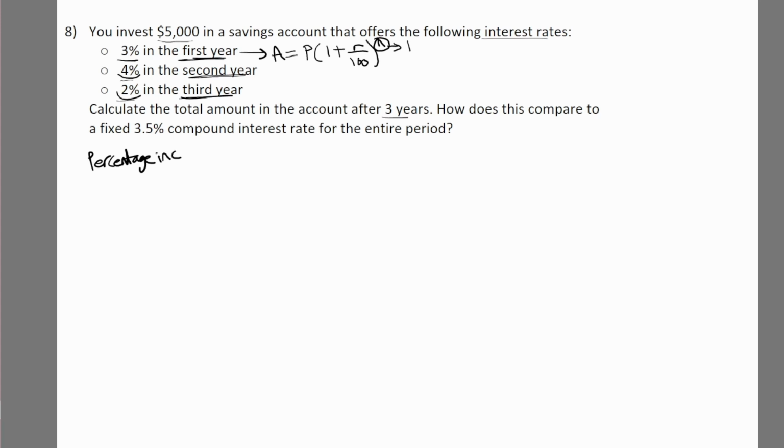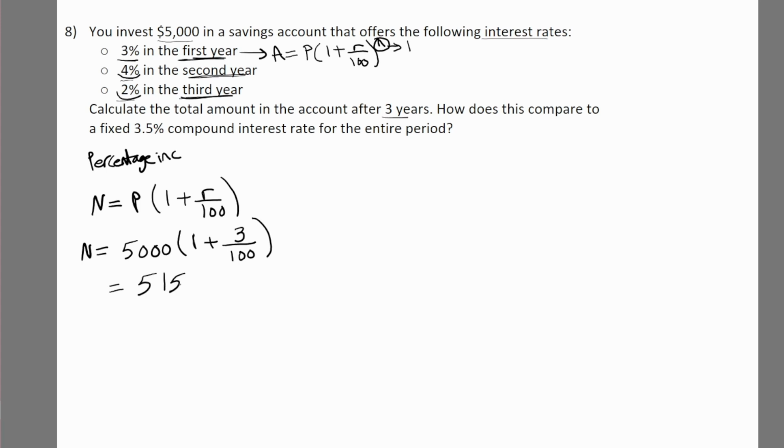So I'm going to go ahead and solve this. For the first year, we're going to find the new amount of money I have, which is going to be the principal amount of money times 1 plus r over 100. So for the first year, the new amount will be the principal, which is 5,000, multiplied by 1 plus 3 over 100. All right, so 5,000 multiplied by 1 plus 3 over 100. At the end of the first year, you will have 5,150. Okay, this is the first year.